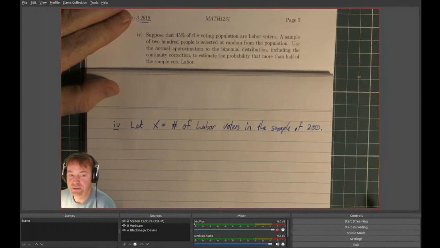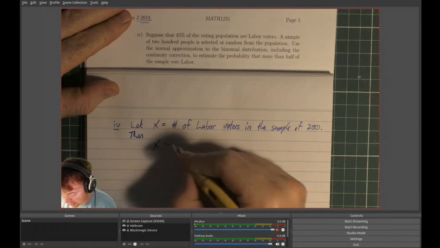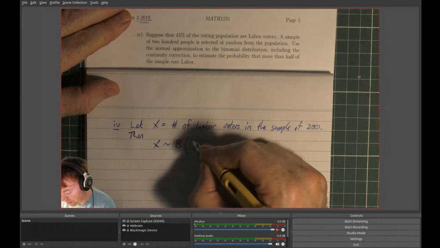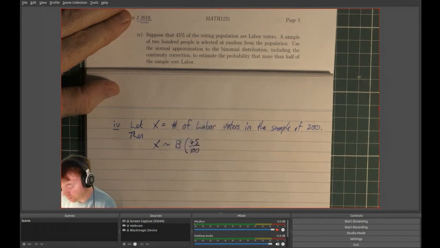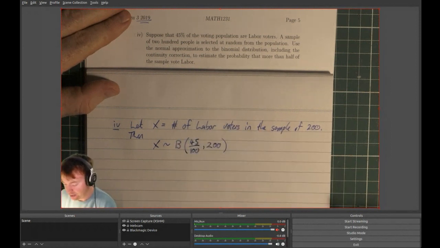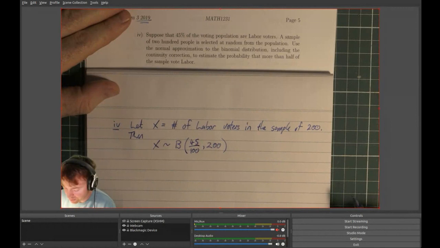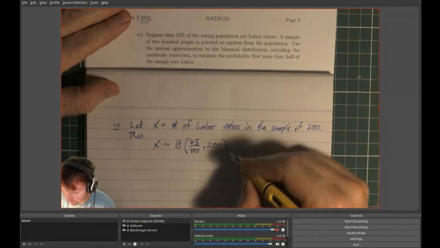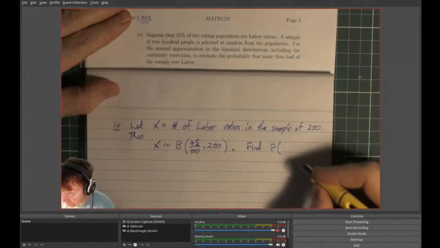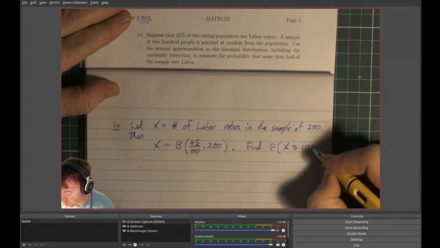So X is the number of Labour voters in the sample of 200. Then we would say X has the binomial distribution. The probability of success, in this case being defined as voting Labour, is 45 out of 100, and there are 200 samples. We are asked, what is the probability that X is bigger than a half? Find the probability that more than half the sample vote Labour. So the probability that X is bigger than or equal to 101.